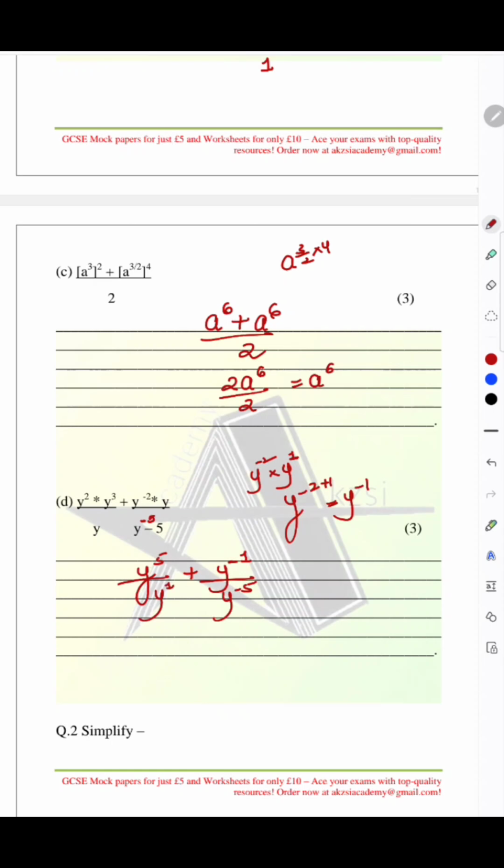This one, obviously you're dividing, having the same base number, so you just have to subtract the powers. 5 minus 1 plus y to the power of minus 1 minus minus 5. You're subtracting the powers, and since these are negative powers, you have to keep in mind to use the negative sign in between as you're subtracting. So this will be y to the power of 4 and this will be y to the power of 4. This is 2 times y to the power of 4.